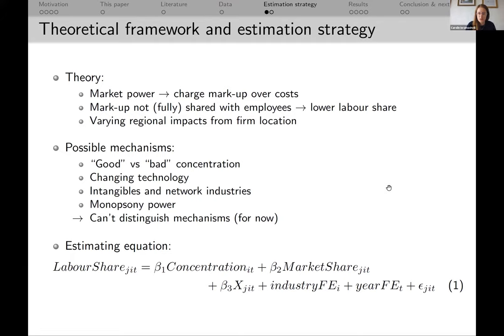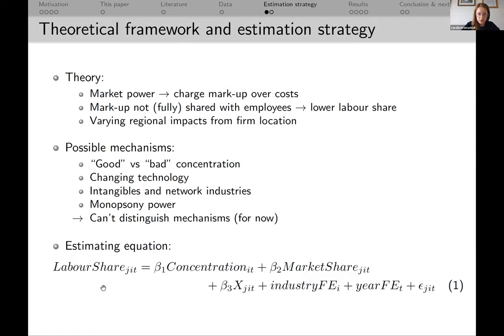And especially with intangibles and network effects, we think about it that way. The third mechanism might also be monopsony power, so that large firms have power to pay higher wages to their workers. At the moment, I can't really distinguish between them, but I'm especially going to look into good and bad concentration, if I can see any distinction there. That's something for the future to do.